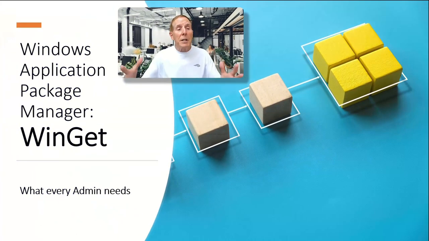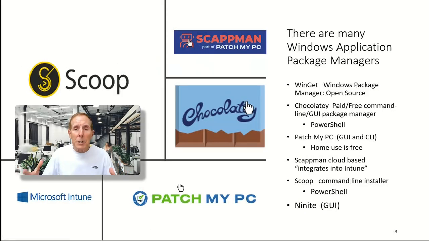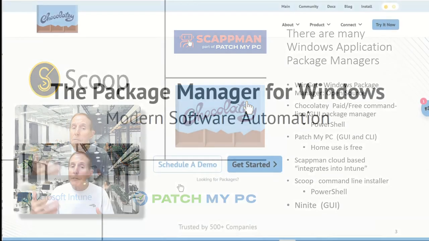So what do we need? We need a Windows Application Package Manager that's open source, free for developers, is secure, is easy to use on any desktop, can be automated, and we now have it. Winget.